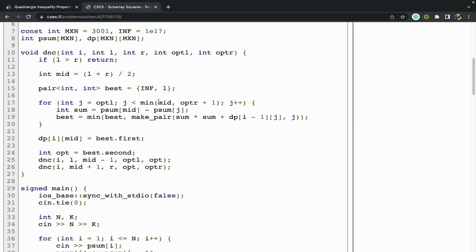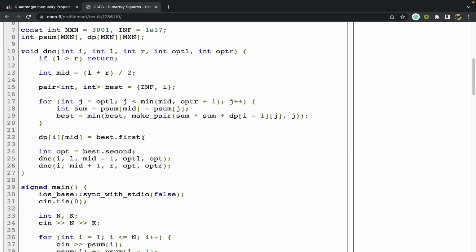So we loop from optL to the minimum of mid or optR, because we can't consider DP values that go beyond the point we're actually performing the DP for. This is basically a cost, and you square it to get the actual cost. And then you're saying that best is just the min of the cost of splitting into subarrays plus the previous cost incurred. And to keep things simple, I've changed it into DP of i minus 1 to j plus cost of j plus 1 to i, because you can easily subtract out the prefix sum this way. And again, you're minimizing the leftmost point where you get this optimal value as well.